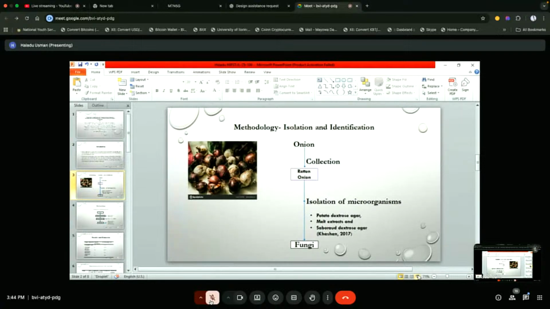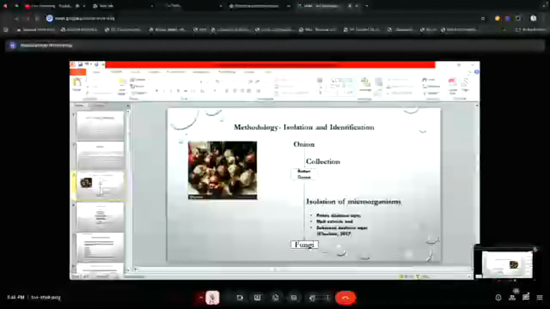Methodology: isolation and identification. Onion samples were randomly collected from three major vegetable markets in Maiduguri, namely Monday Market, Custom, and Gamboru Market. The samples were collected in sterile polythene packs and transported to the crop pathology lab for tests.